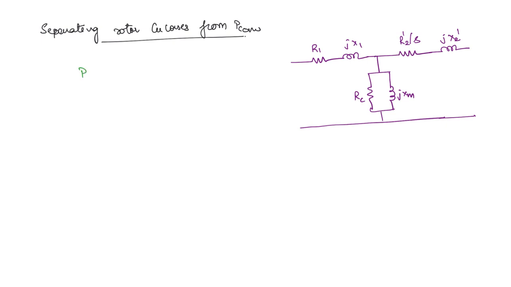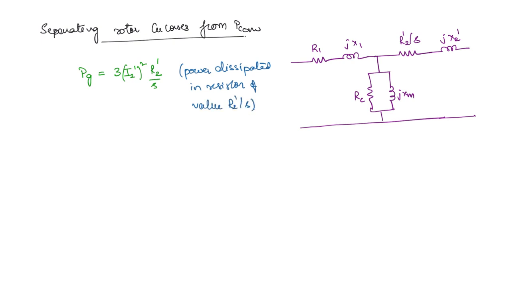The air gap power, this was the power that is dissipated in this resistor. Okay. So we have 3 I2 dash whole square into R2 dash by S. You can write down here power dissipated in resistor of value R2 dash by S. Remember, there is no actual resistor whose value is this. This is just how we are representing whatever the induction motor is behaving like. Okay. So this is the air gap power.